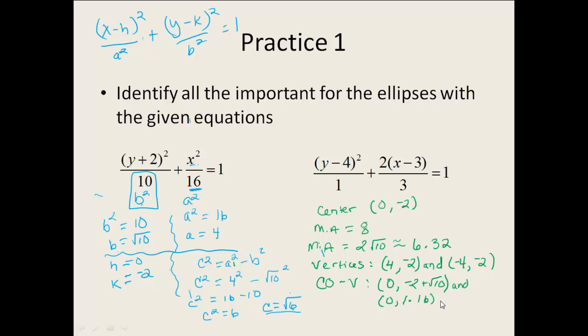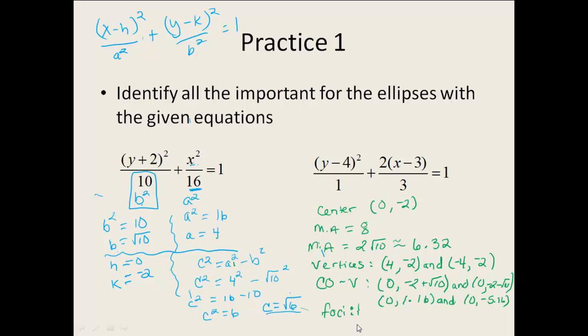It tells me I'm going to do h again, so I have a 0, and then k minus b, so I'm going to have -2 minus that square root of 10. If you need an exact answer, you'll leave it as that. If you need a decimal approximation, then you'll type it in, and when you do that, you get about -5.16. So those would be my co-vertices, and then last, my foci.